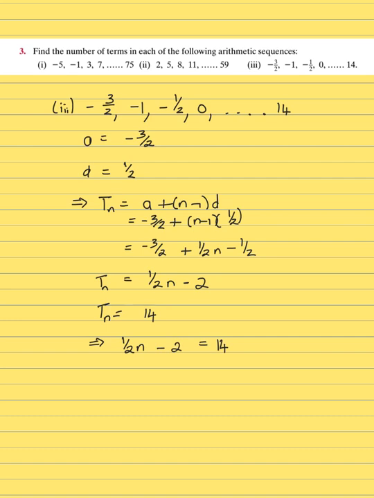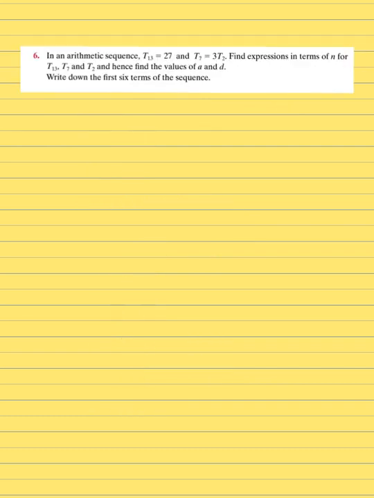That's the important part: make the connection between the formula and the term we want. And then it's just simple algebra. A half n, adding 2 to each side, is 16. If a half n is 16, then n is 32. So that means that term 32 is equal to 14.